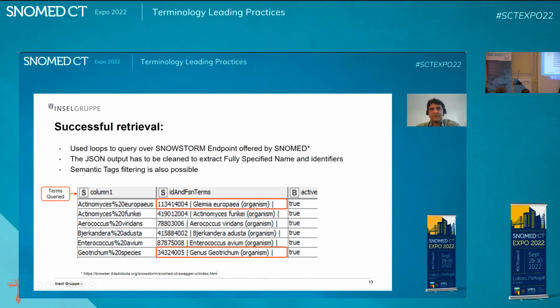In addition to that, one can also filter based on the semantic tag. As I mentioned earlier, there are findings, disorders, and so on. In the query, one can choose which concept type needs to be queried. So you can specify that you are looking only for organisms, or disorders, or findings, and so on. This will restrict the pool of terms, constraining the results.